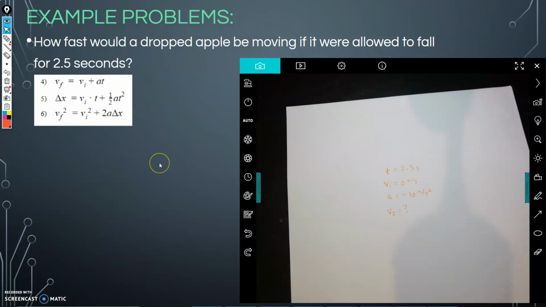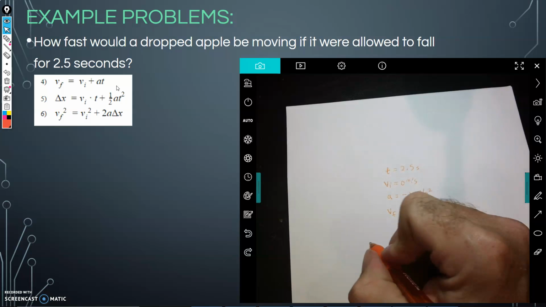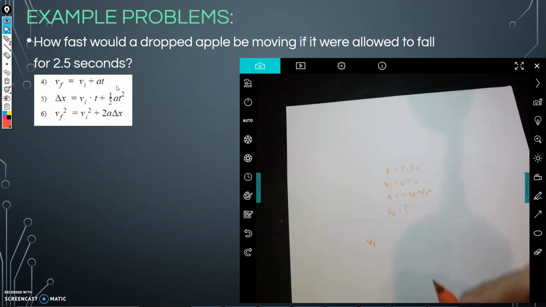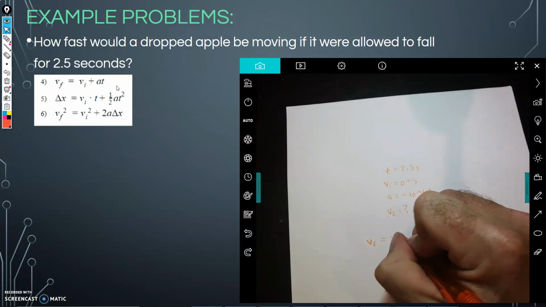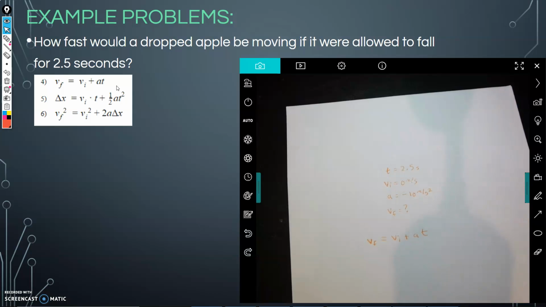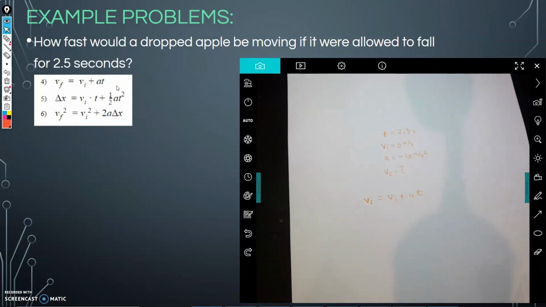As you look through these, we look at the first one here, number 4, and we notice, okay, here's an equation that will let us solve for the final velocity given the initial velocity, the acceleration, and the time. So that's exactly the one we want to use. And so we'll write that down. Final velocity, vf, equals initial velocity plus acceleration times time. Okay, and we substitute in the values that we have from the problem.